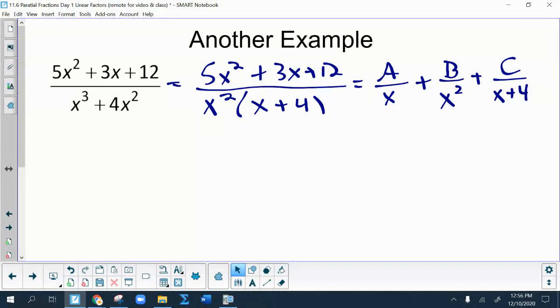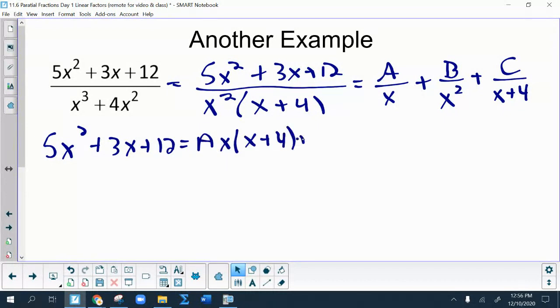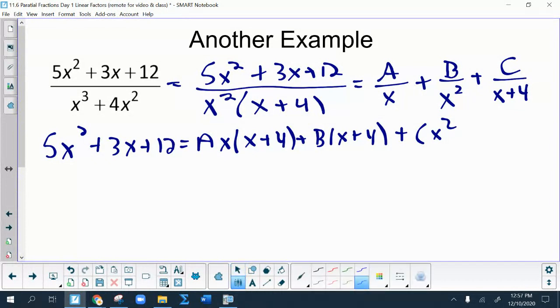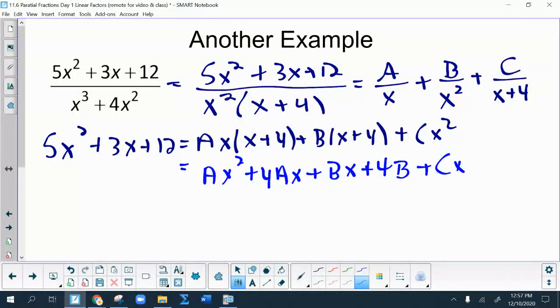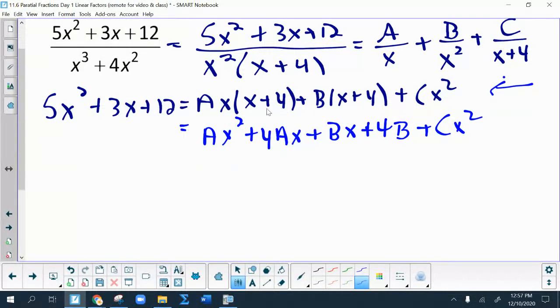I'm going to multiply by the denominator, and I get 5x squared plus 3x plus 12 equals ax times x plus 4 plus b times x plus 4 plus cx squared. Distribute, I get ax squared plus 4ax plus bx plus 4b plus cx squared. Some of you might be able to skip this step once you start practicing, because you can obviously distribute all in one step. So you're absolutely welcome to do that.